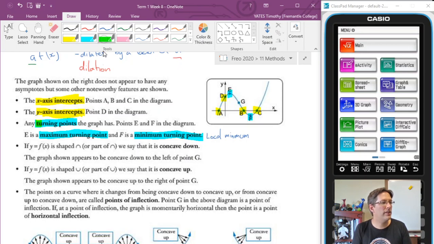Now, another bit of terminology is when we say something is concave down. Concave down means that it's pointing downwards, the points are going downwards. A maximum turning point is concave down. So, in fact, I'll draw this in a green line on the diagram. But basically, all of this section is called concave down because it is pointing down.